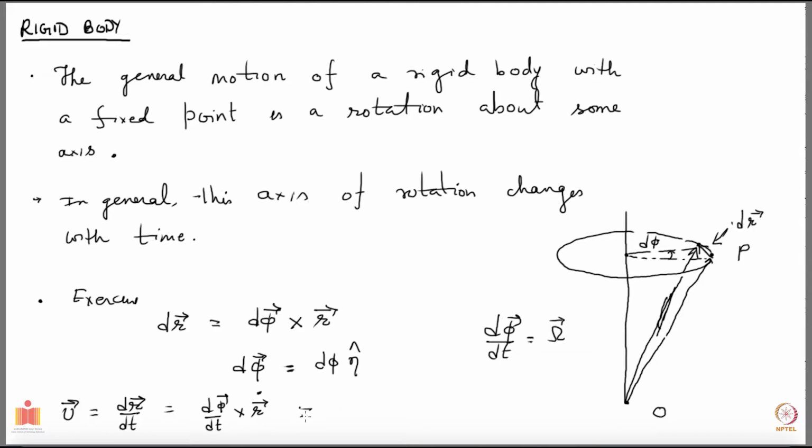So which gives me omega cross r. Okay, so that's the velocity of this particle at the instant considered. Okay, that's good. Now I would like to consider the motion of a rigid body, not necessarily with a fixed point. So I want to get rid of this constraint that one of the points is fixed, and I want to consider the general motion of a rigid body.